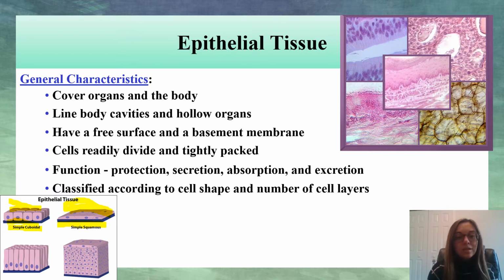Okay, cells of epithelial tissue readily divide and they're tightly packed. So if there's a break in any skin cells or any outer linings of organs, they can repair very fast. The function of epithelial tissue is to protect your body. They also secrete from glands, they absorb materials, and they excrete. They're classified according to their cell shape and the number of layers that they have.